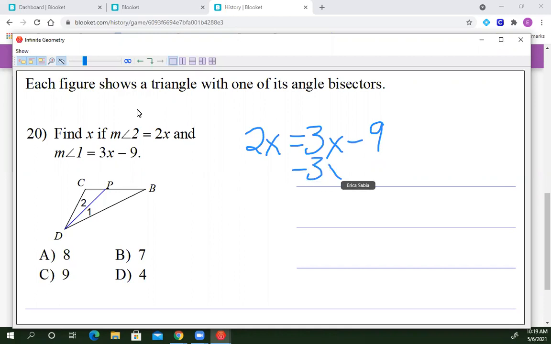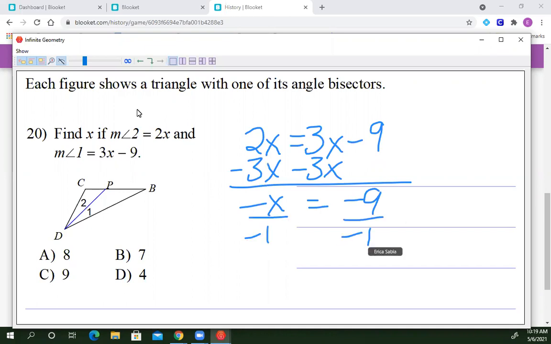Okay, that's an option. You can subtract 3x from both sides. Now you have -x equals -9. So then how do you get your final answer? Yeah, you divide both sides by -1. So that's one way, and you get x equals 9, right?